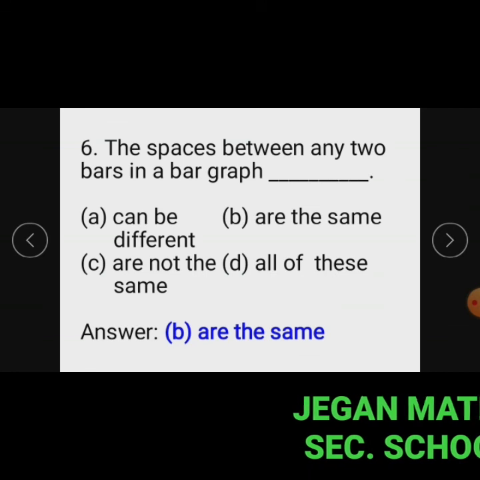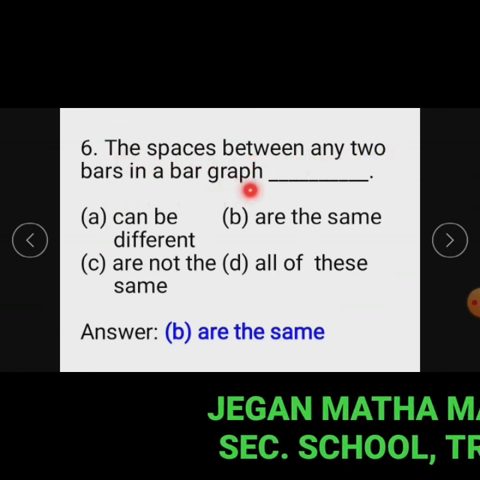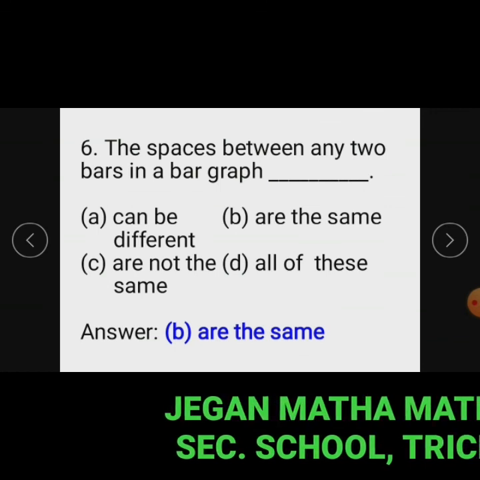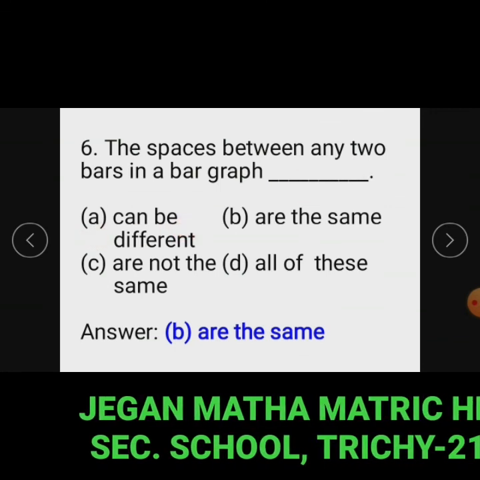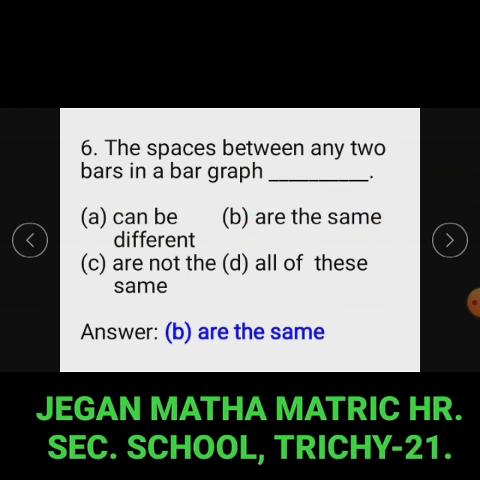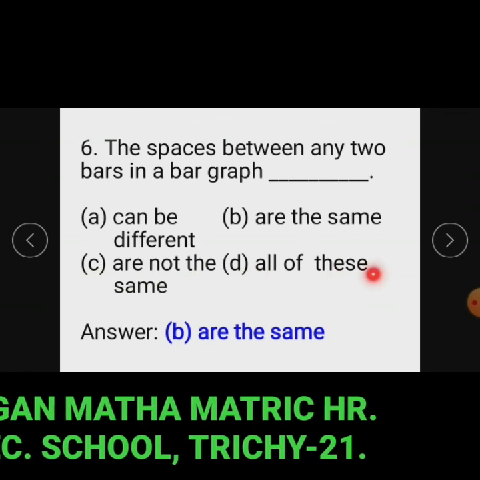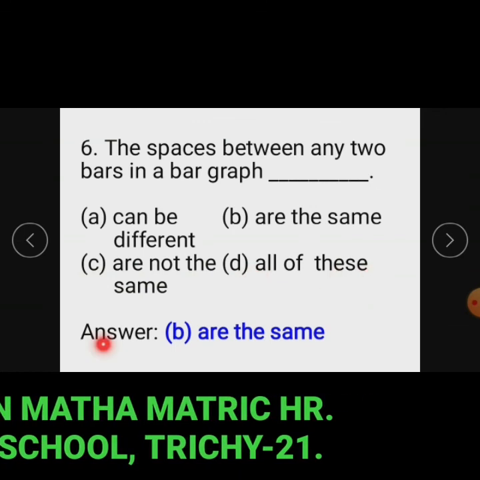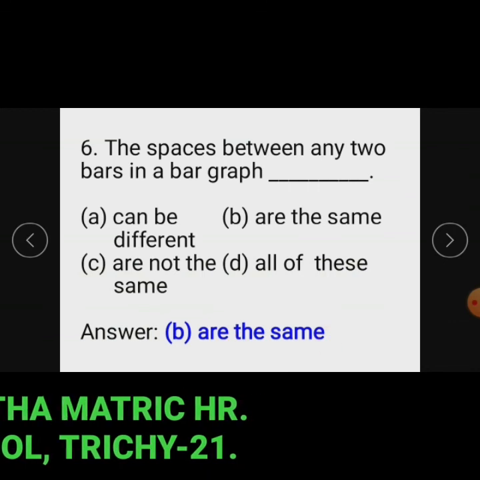Question number 6. The spaces between any two bars in a bar graph are dash. Option A, can be different. Option B, the same. Option C, not the same. Option D, all of these. Answer is option B, the same.